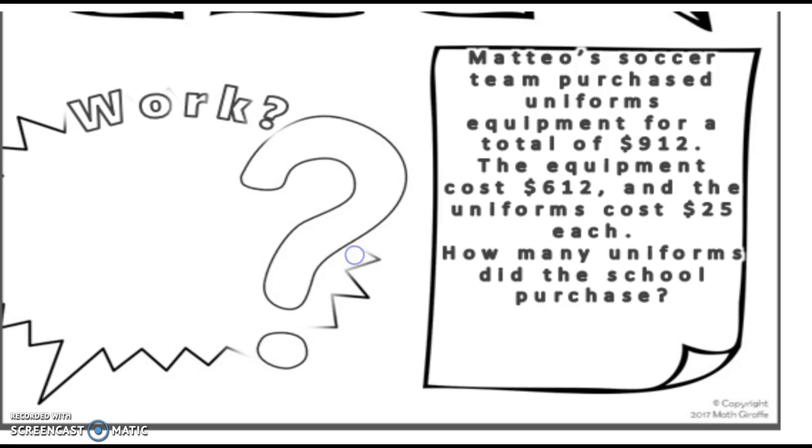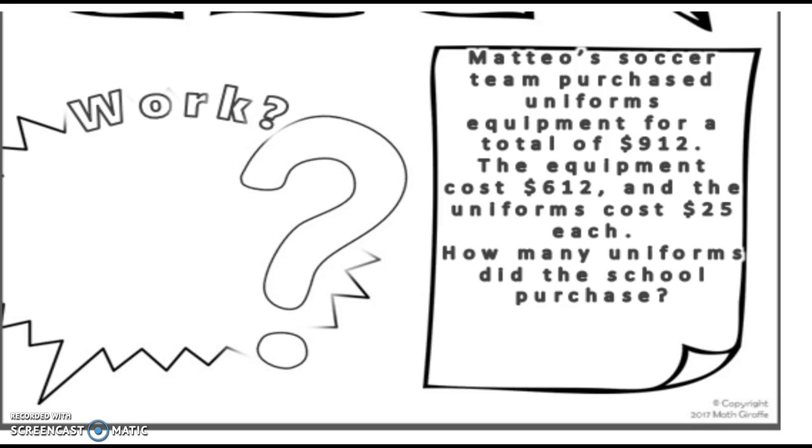Let's try one more. Oh, Mateo. That sounds like a familiar name. Mateo's soccer team purchased uniforms and equipment for a total of $912. I think it's supposed to say uniforms and equipment. The equipment cost $612 and the uniforms cost $25 each. How many uniforms did the school purchase?